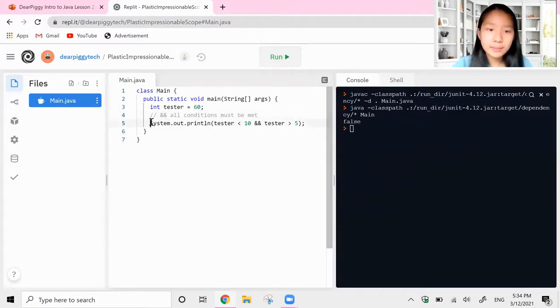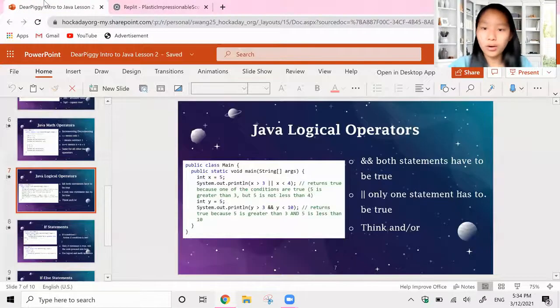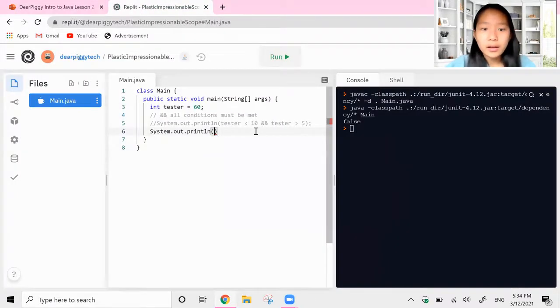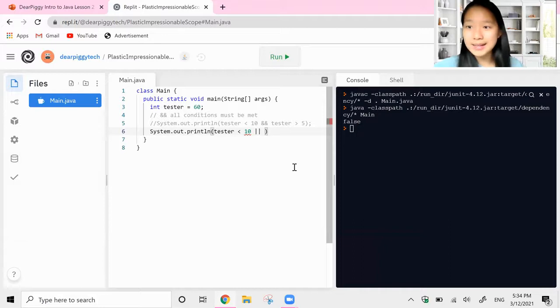Okay, so now the next thing, let me comment this out for now. We're still going to work with our tester variable, but now we're going to use the or operator, or I like to call it the or, because that's what it reminds me of. Let's use the same thing: tester is less than 10, but this time instead of and, do these two straight bars. I could not find these bars on my keyboard at first, but they're above the backslash or the forward slash. I can never tell the difference, but it's in the row with the P. Okay, so tester is less than 10 or tester is greater than 5.